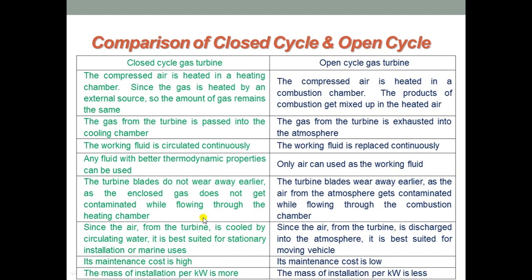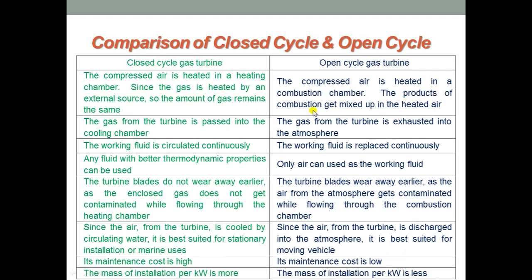So, further we compare both the cycles, that is closed cycle and open cycle. So, these are the comparisons what we can have. So, the first comparison is the compressed air is heated in a heating chamber. Since the gas is heated by an external source, so the amount of gas remains same in closed cycle gas turbine. In open cycle, the compressed air is heated in a combustion chamber.